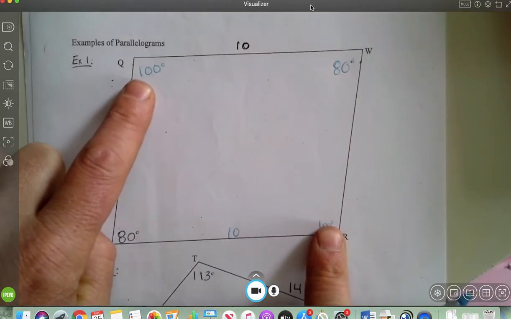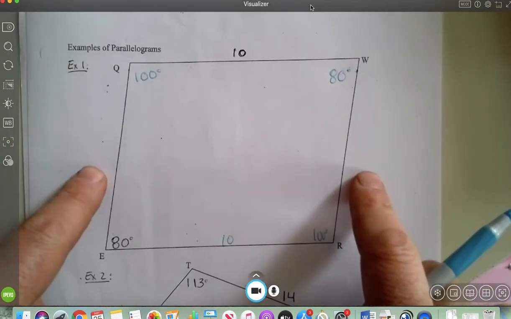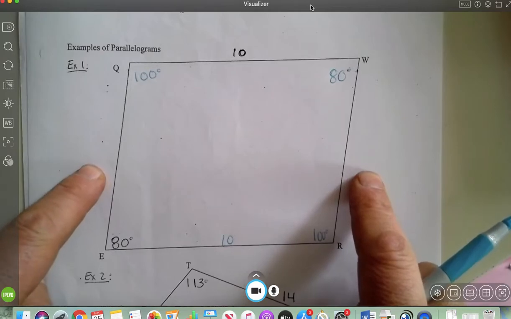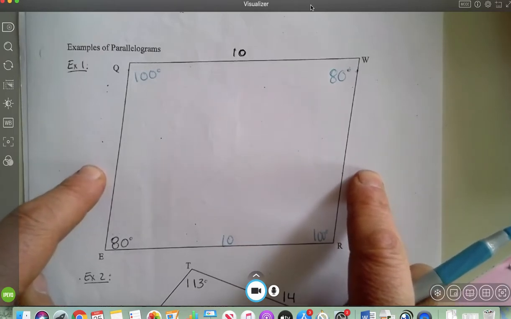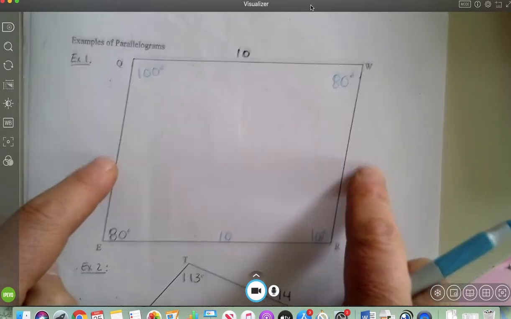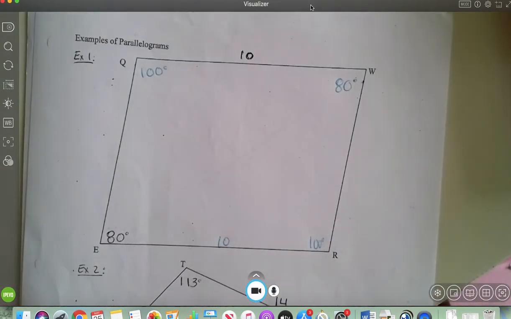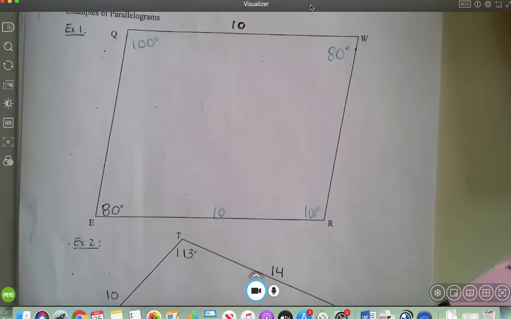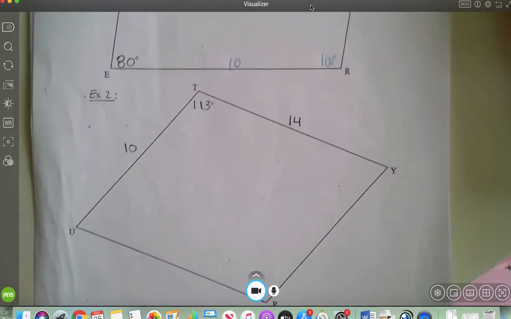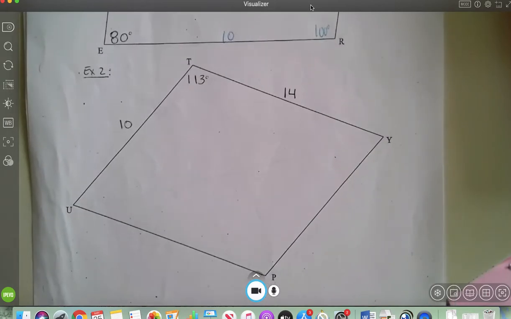Now some people say, can I put 10 here? It may or may not be 10. We can't say for certain. We do not have enough information to say whether or not these are going to be 10. So we can't put it down. It's possible, but parallelograms come in lots of shapes and sizes. Great time to hit the pause button, try this one, and then check your answers.